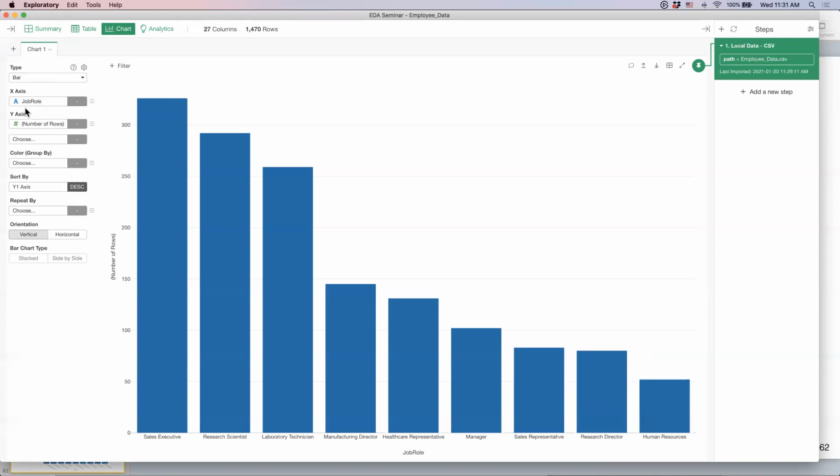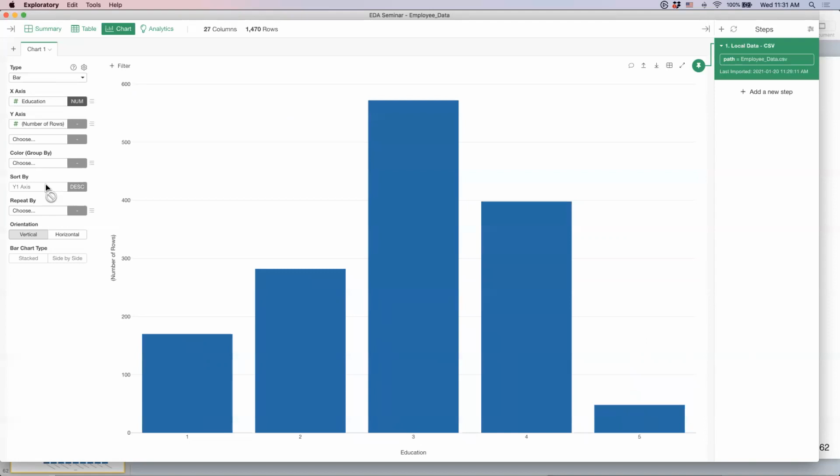So now we're looking at job role, which is categorical. But what if we change that to something like education? I think it's an education level, so 1, 2, 3, 4, 5, probably 5 is the highest and 1 is the lowest. And this is actually a numerical data type. In the same way as job role, we can see education number 3 has the highest number of employees, 572, and so on. So this is very similar to categorical.